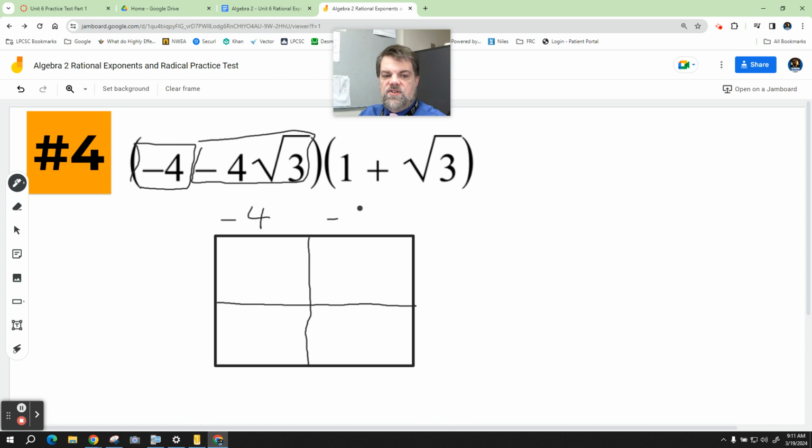So this becomes -4 square root of 3 times 1 plus the square root of 3. So -4 times 1 is just -4. -4 root 3 times 1 is just -4 root 3. -4 times root 3 is -4 root 3. And then -4, this is technically plus 1, so that becomes -4.